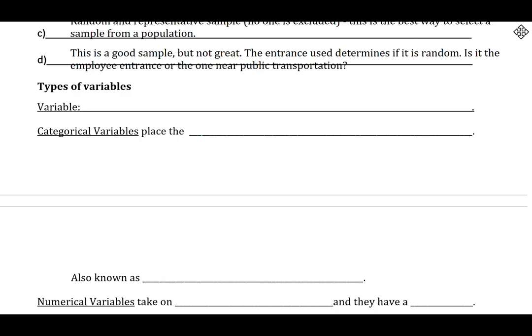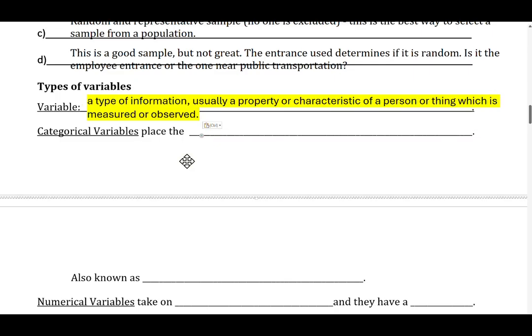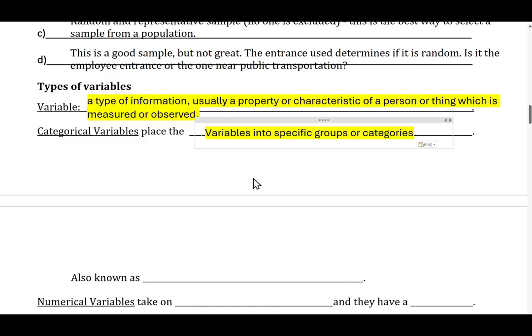Moving on to some more definitions, we have a variable. A variable is a type of information, usually a property or characteristic of a person or thing, which is measured or observed. So basically, it's anything that we are going to measure or observe of an individual from a population. A categorical variable places the variables into specific groups or categories. This is also known as qualitative variables.